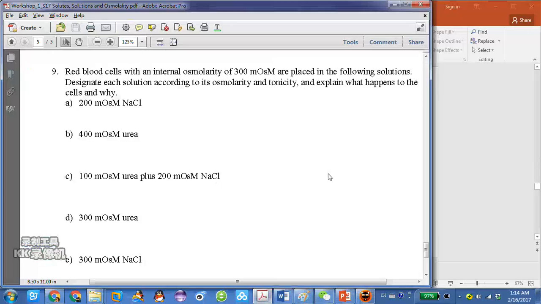Question number 8. Red blood cells with an internal osmolarity of 300 milliosmolar are placed in the following solutions. Designate each solution according to its osmolarity and tonicity, and explain what happens to the cells and why.